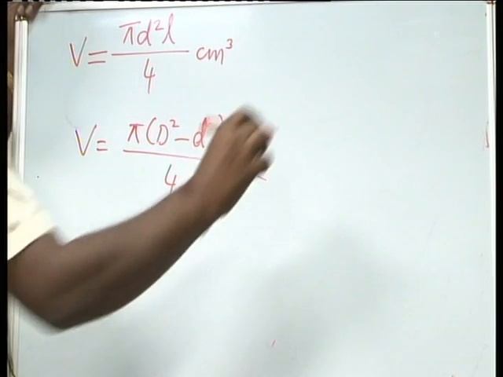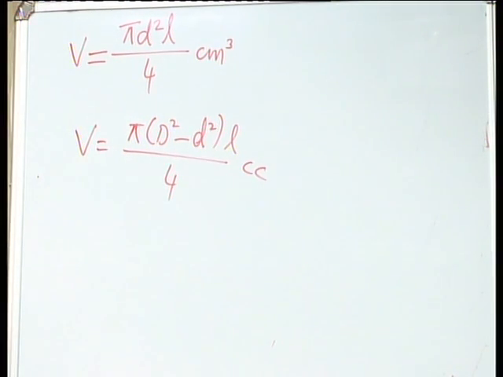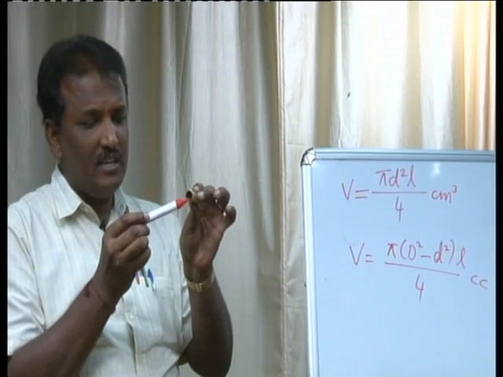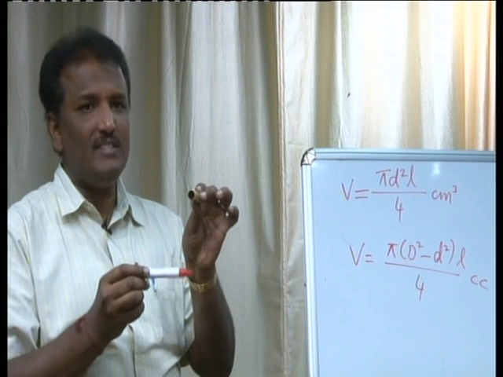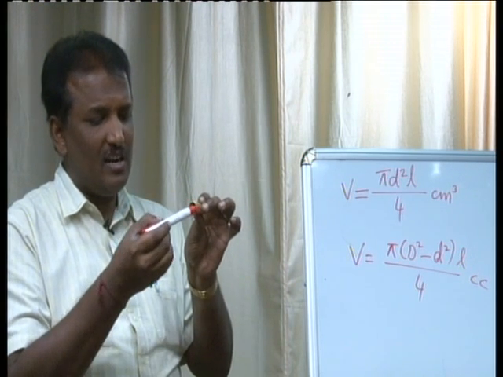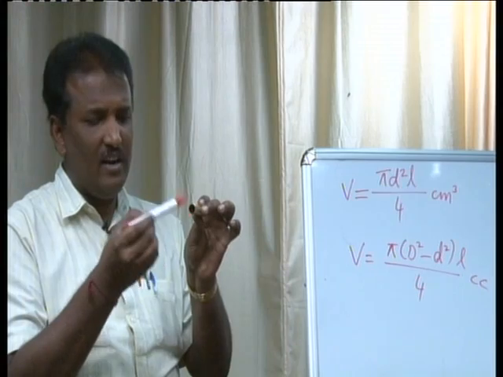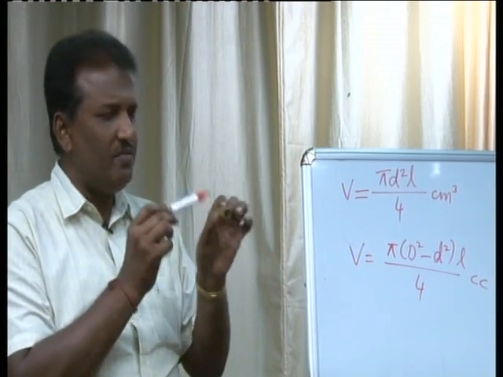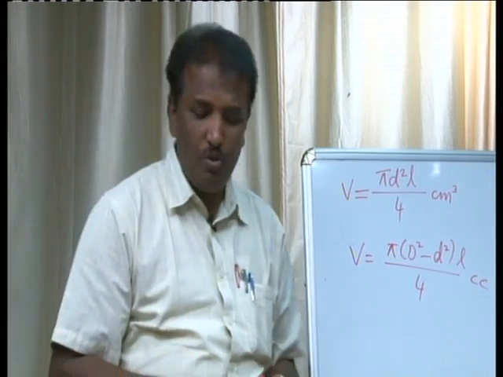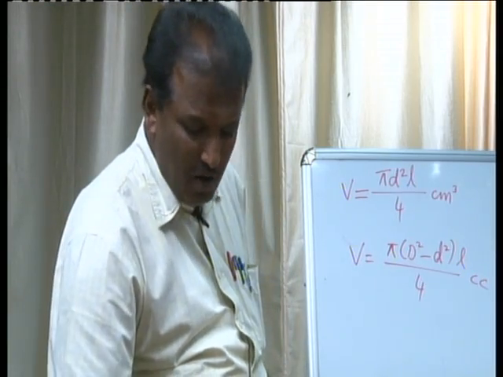So again, V equals pi into (capital D square minus small d square) into L divided by 4. Instead of having only D square, we have D square minus small d square, where capital D represents the external diameter of this cylinder and small d represents the internal diameter of this cylinder. By measuring its external diameter, internal diameter, and also the length of this cylinder, you can come to know what is the volume of this cylinder.